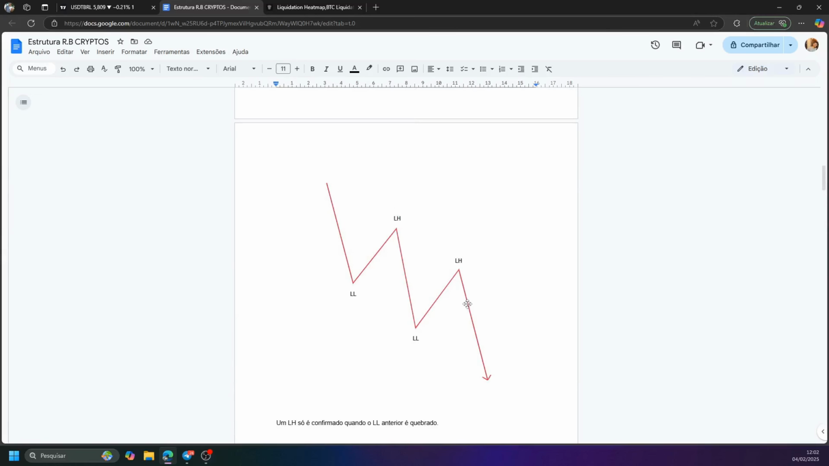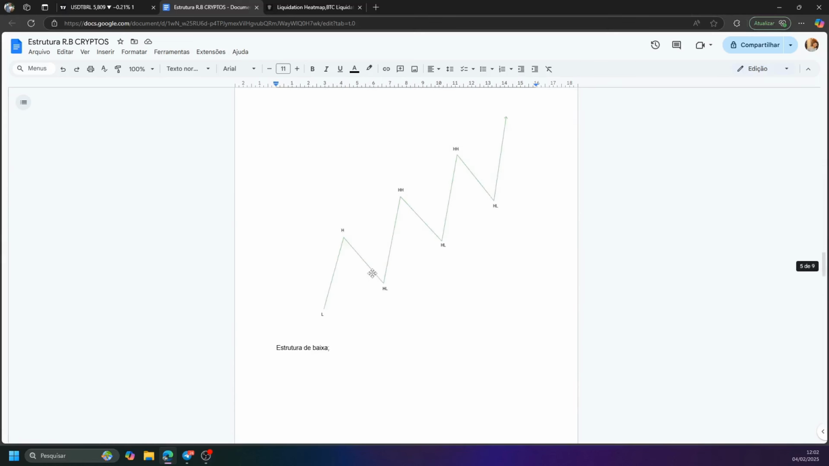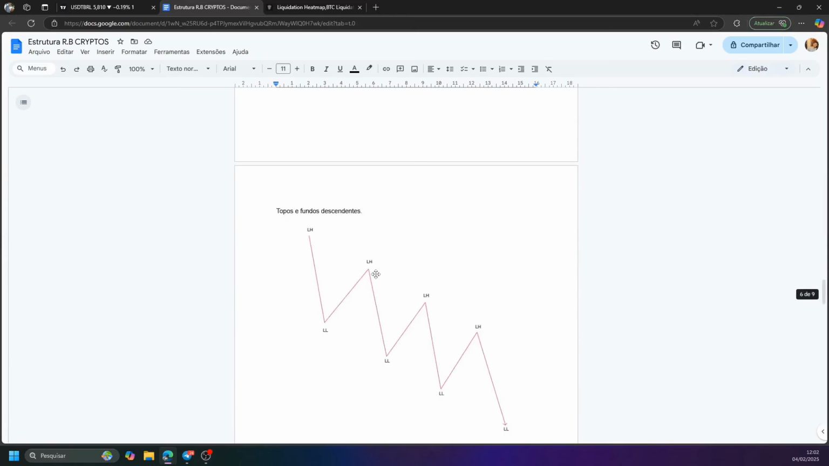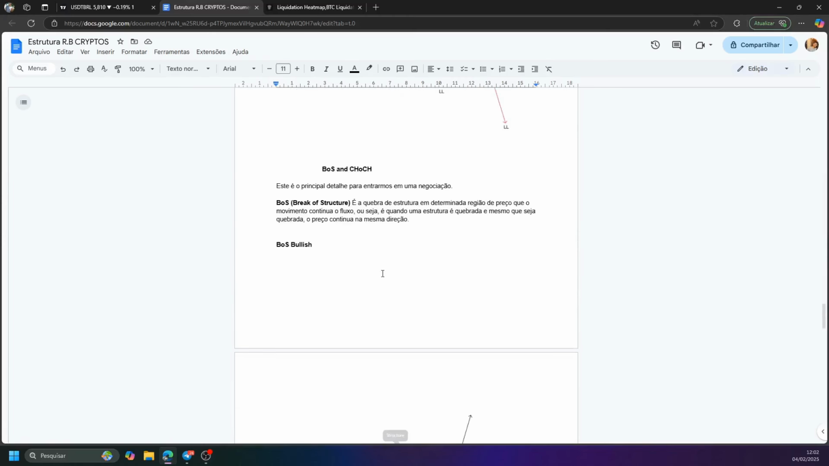Now that the bullish structure is higher highs and higher lows, the bearish structure is lower highs and lower lows. We get there, right? In the more refined structure, that would be the structure of SMC. What we learn from the concepts of SMC, which would be the BoS and the CHoCH, we learn to characterize these structures through the BoS and the CHoCH, putting the names in place. And what would the BoS be? The BoS is the break of structure in a certain price area where the movement continues.